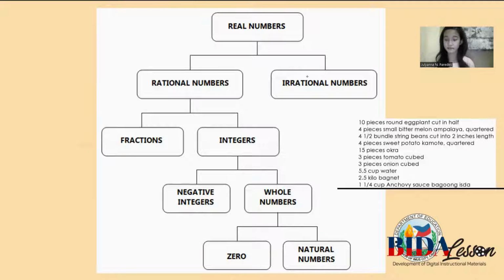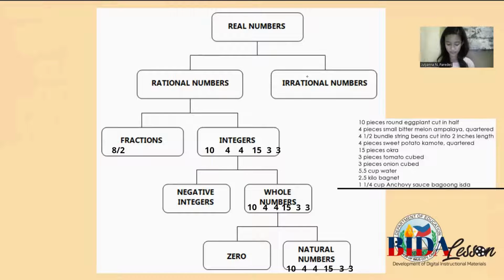10 pieces round egg flat cut in half and 4 pieces small bitter melon ampalaya quartered are integers, whole numbers, and natural numbers. 4.5 bundles string beads cut into 2 inches length is 8/2 in fraction form. 4 pieces sweet potato kamote quartered, 15 pieces okra, 3 pieces tomato cube, and 3 pieces onion cube are integers, whole numbers, and natural numbers.